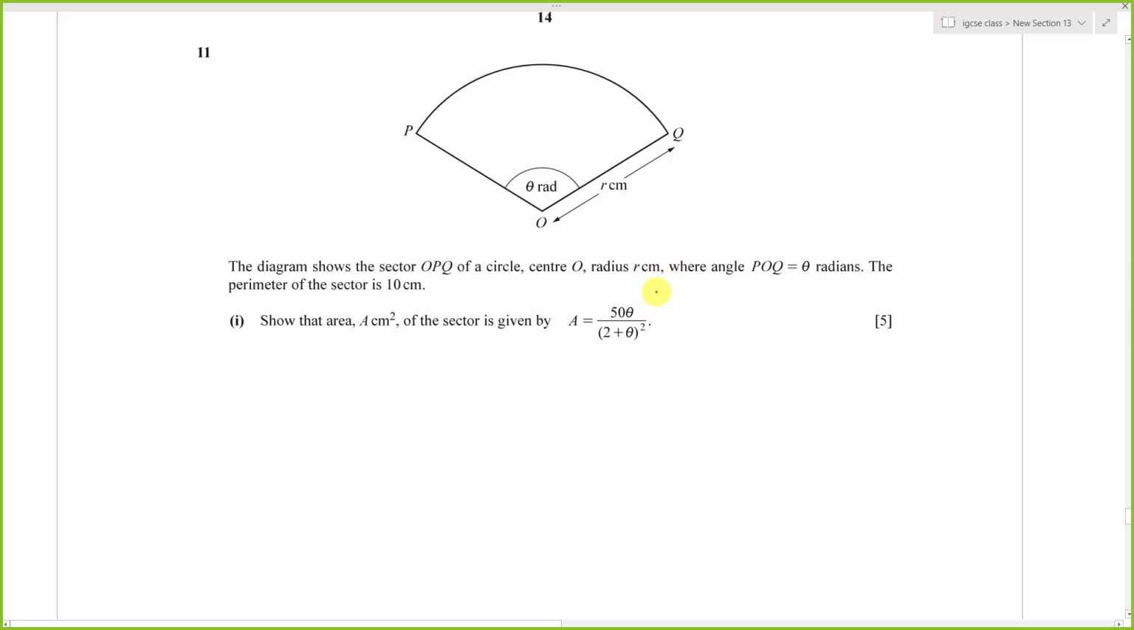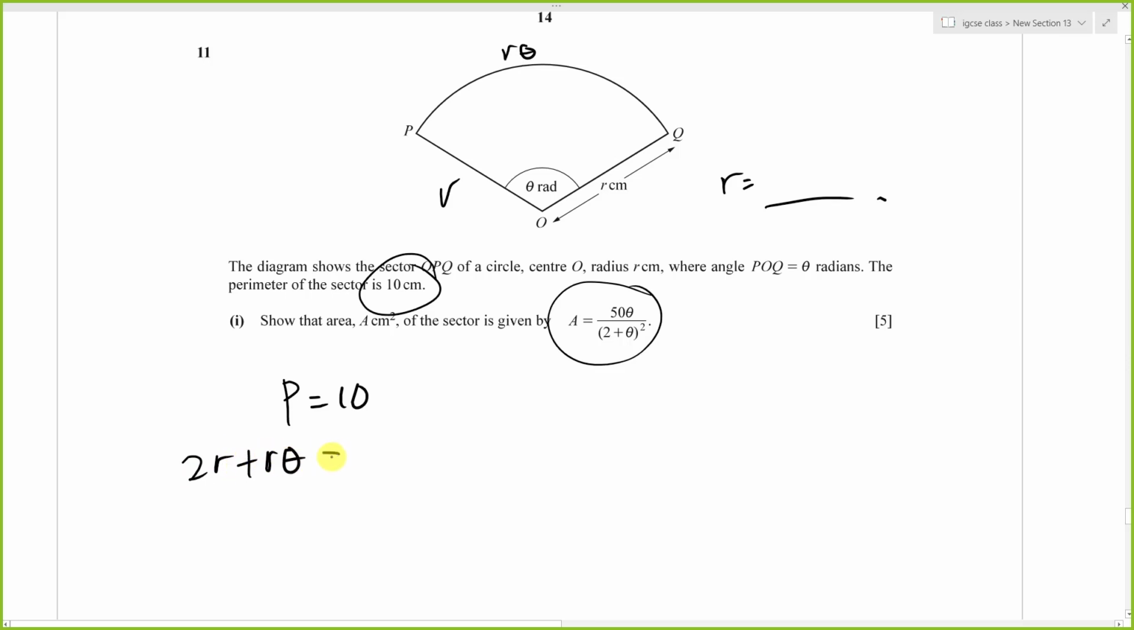So you take this equation, you realize what? This equation doesn't have r. So that means you need to make an equation with r as the subject. There is a reason why they give you the perimeter, so you can use the perimeter first. Perimeter is quite easy, right? r plus r plus r theta, all the surrounding you add together.